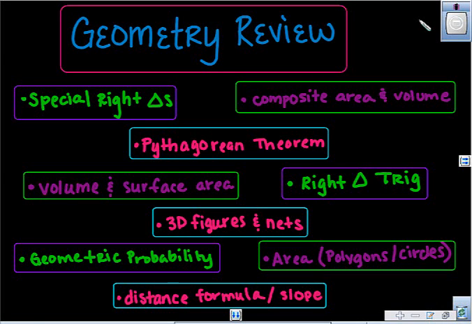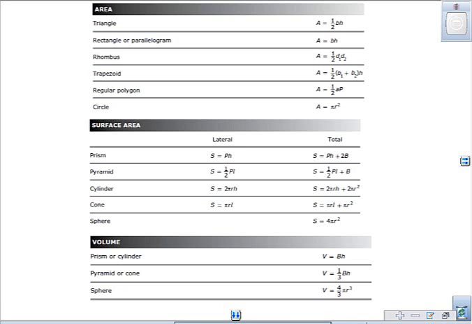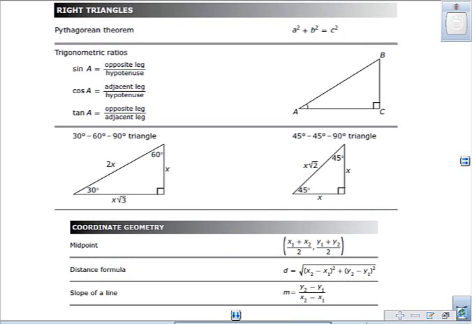Alright, this is the fifth and final video in the geometry review of the following topics. Here is the front of the formula sheet in case you hadn't gotten that, and the back.